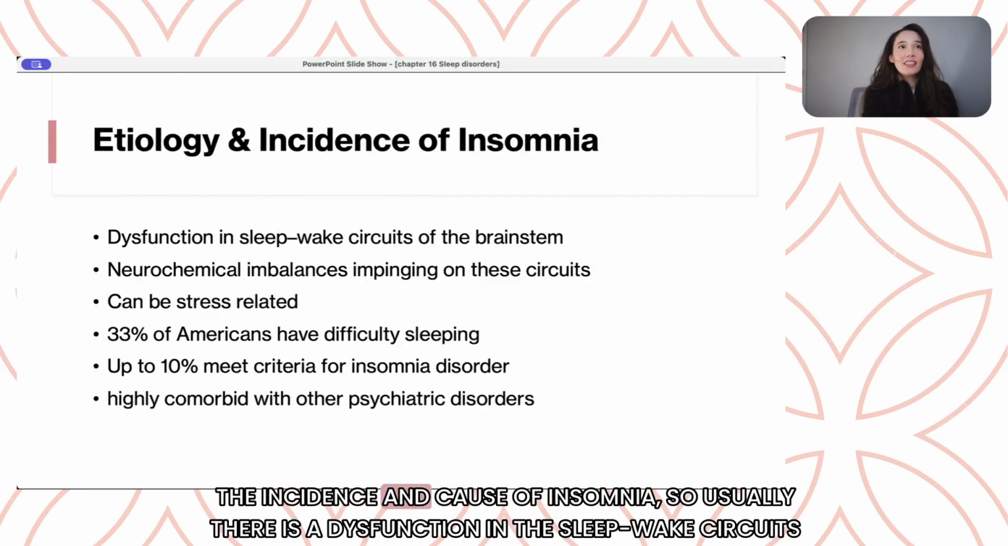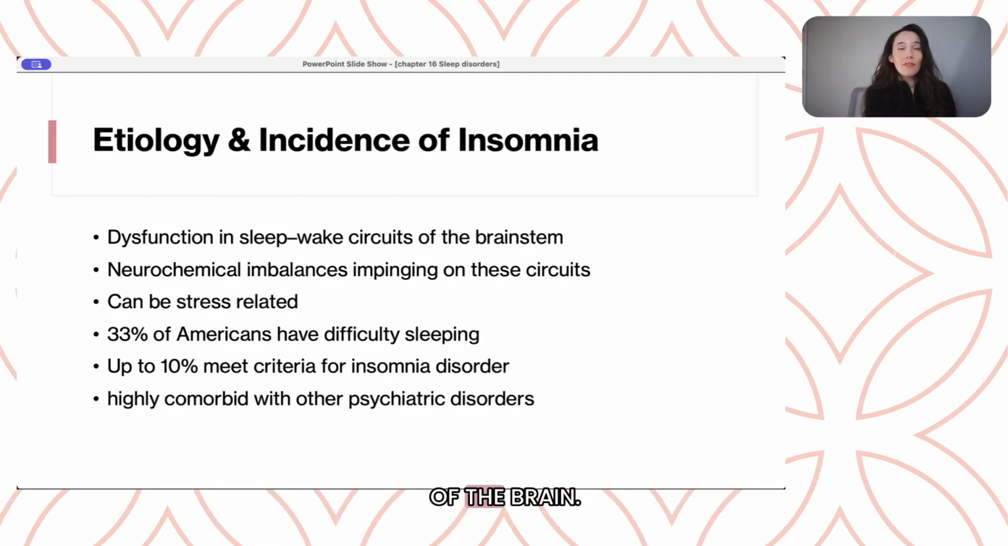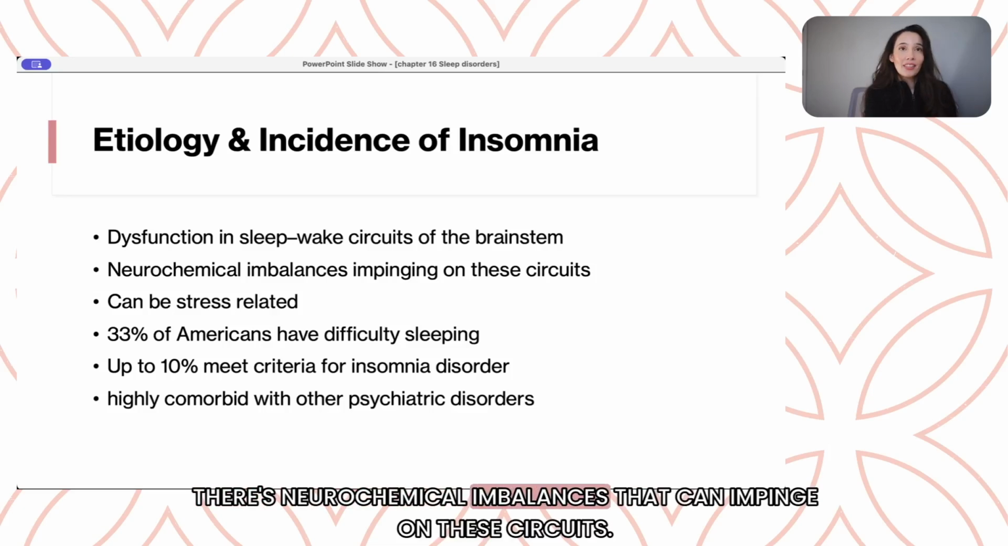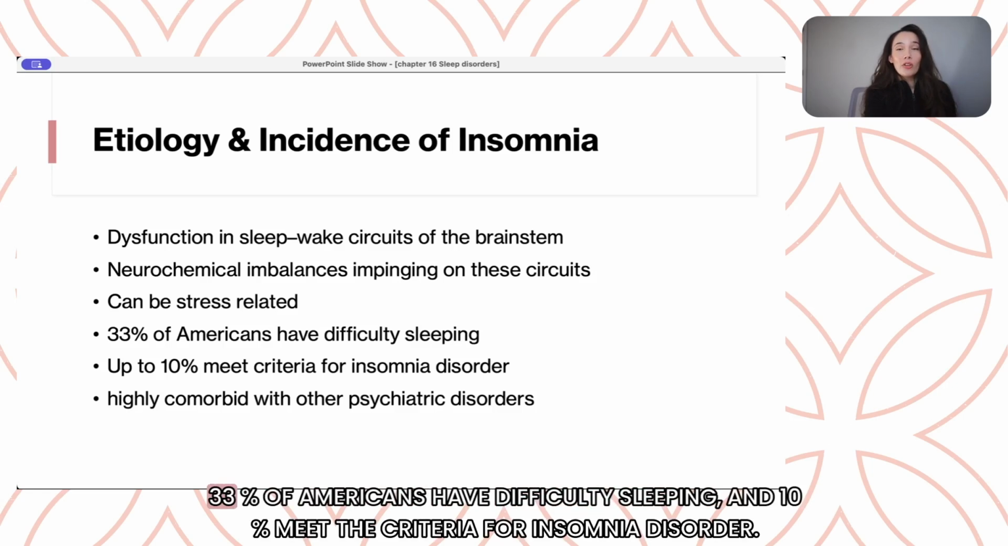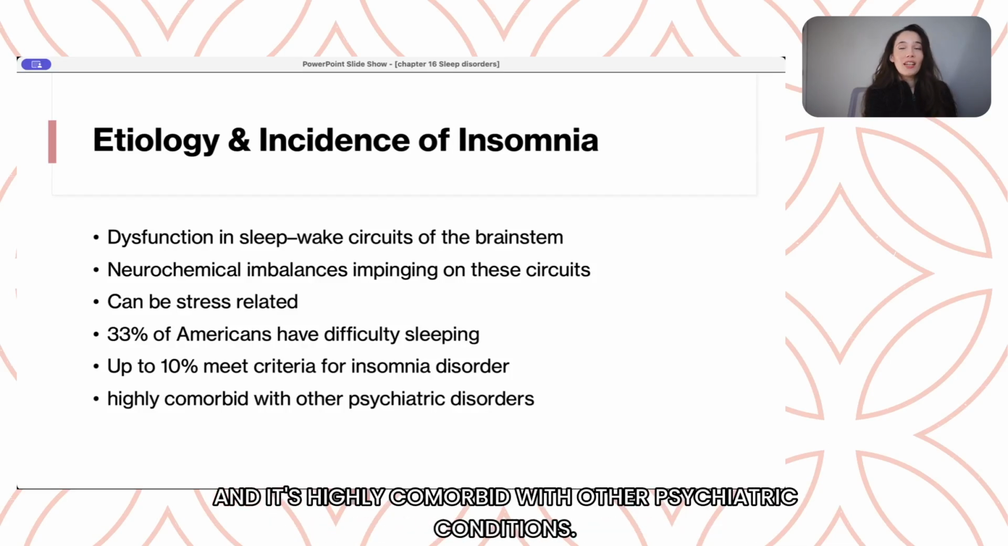The incidence and cause of insomnia. So usually there is a dysfunction in the sleep-wake circuits of the brain. There are neurochemical imbalances that can impinge on these circuits. They can be stress-related. 33% of Americans have difficulty sleeping, and 10% meet the criteria for insomnia disorder, and it's highly comorbid with other psychiatric conditions.